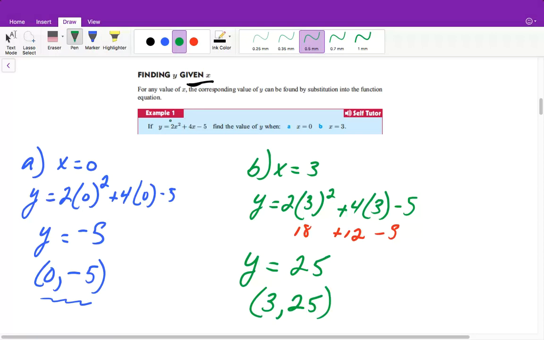So when you're given x and you're asked to solve for y, it's really easy. You just plug it in, you raise it to the power if there is a power, which there would be in this chapter because we're only dealing with quadratic functions. And then you multiply, add, and subtract.